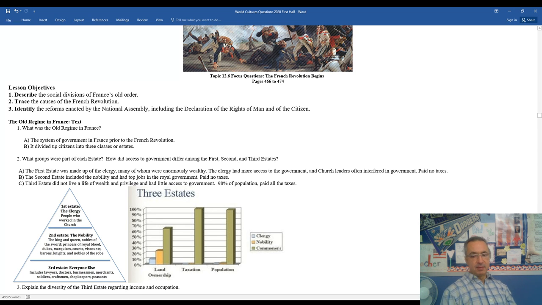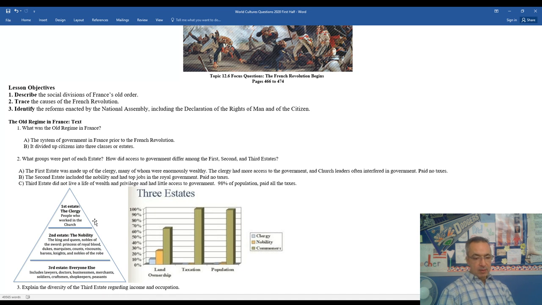The third estate, since it made up 98% of the population, had a diverse group of different types of people, most of whom did not live a life of wealth and privilege. They had little access to the government. You look at the little pyramid here, and the clergy was the smallest of the group, so that's why it's at the narrow point of the pyramid.